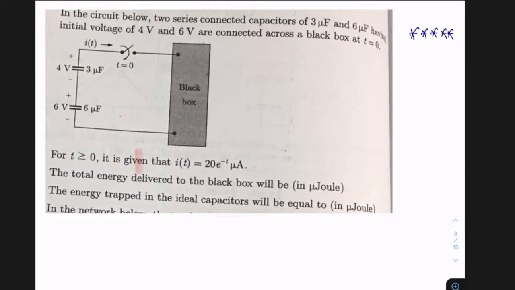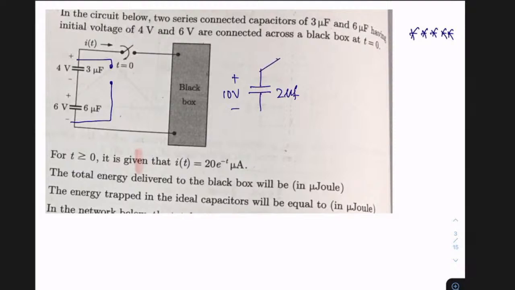The approach I'd like to use is to replace these 2 capacitors, which are in series, by a single capacitor. If 3 and 6 are connected in series, their equivalent capacitance is 3 into 6 divided by 3 plus 6, that is 18 by 9, that is 2 microfarad. This voltage is 4 and this voltage is 6, so the initial voltage across the terminals is 6 plus 4, that is 10. So this circuit is equivalent to a single capacitor of 2 microfarad carrying an initial voltage of 10 volts.